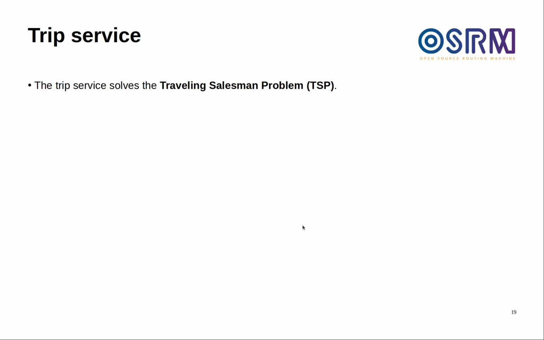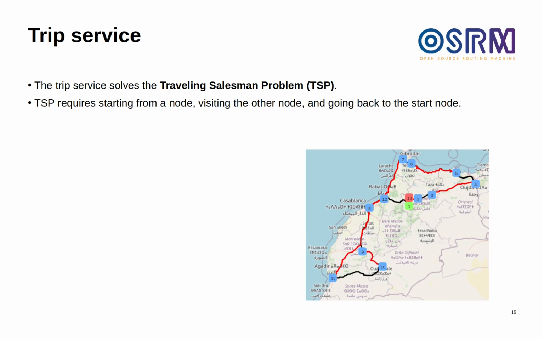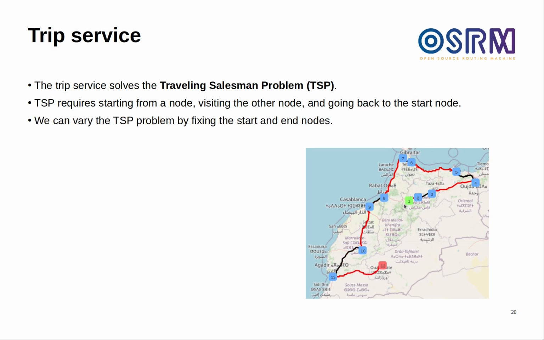As mentioned at the start of this video, the trip service is designed to solve the traveling salesman problem. The problem involves having a connected graph where the goal is to start from one node, visit all other nodes, and return to the starting point. In this image, you can see that node number one is marked in green, indicating it as the starting point. Point number 13, which serves as the endpoint, is the same as the starting point, completing the cycle.